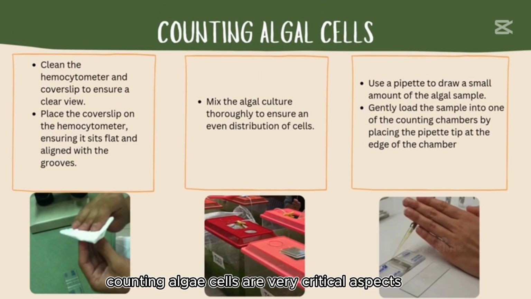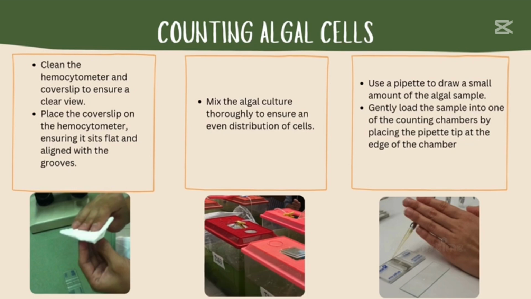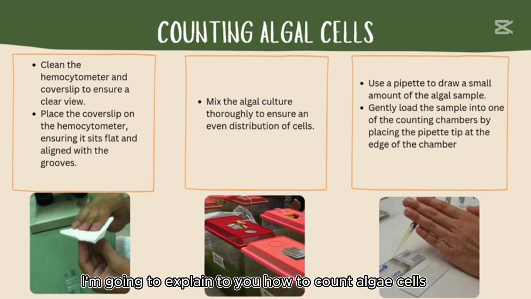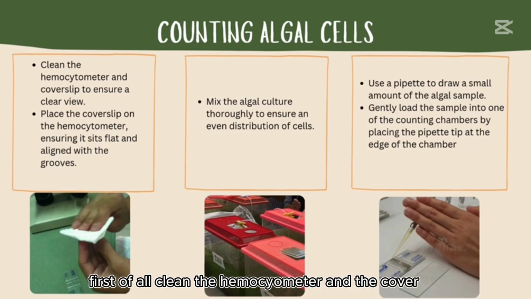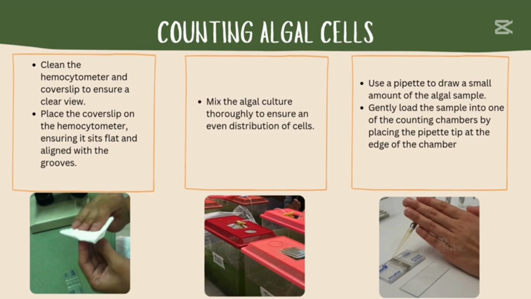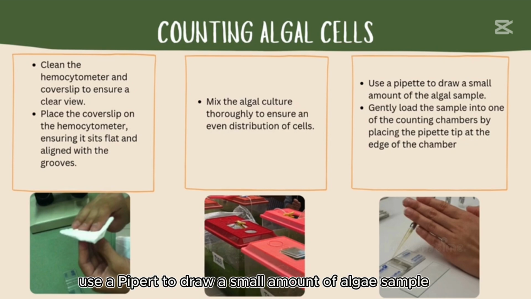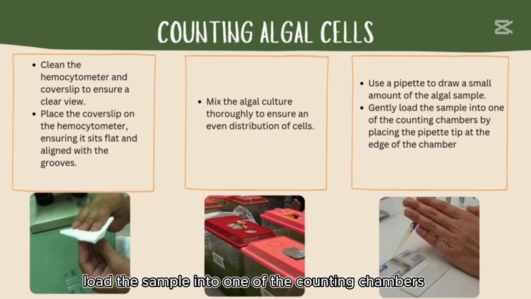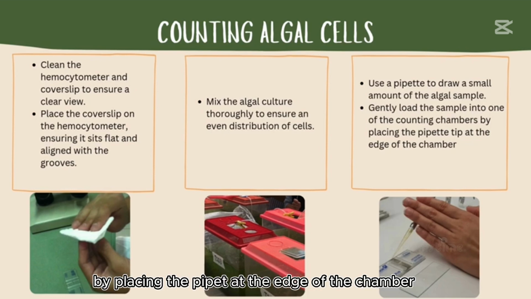When culturing algae, counting algal cells is a very critical aspect in order to make sure the production of algae is increasing or deteriorating. I'm going to explain to you how to count algal cells. First of all, clean the hemocytometer and the cover slip with alcohol to ensure a clear view. Place the cover slip on the hemocytometer, ensuring it sits flat and aligned with the groove. Next, mix the algal culture thoroughly to ensure an even distribution of cells. Use a pipette to draw a small amount of algae sample. Gently load the sample into one of the counting chambers by placing the pipette tip at the edge of the chamber.